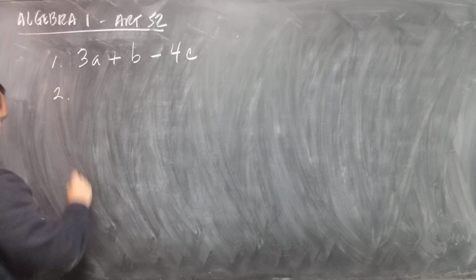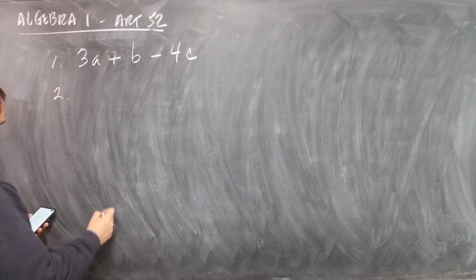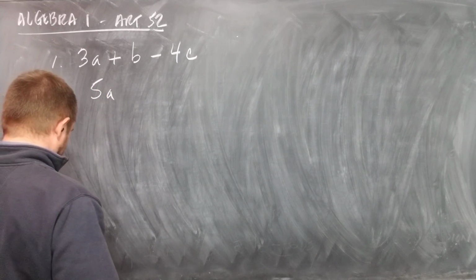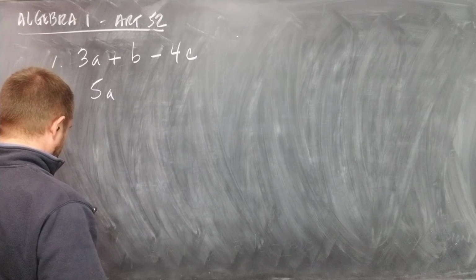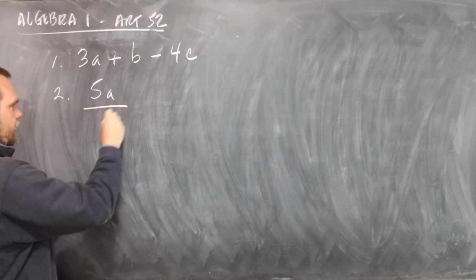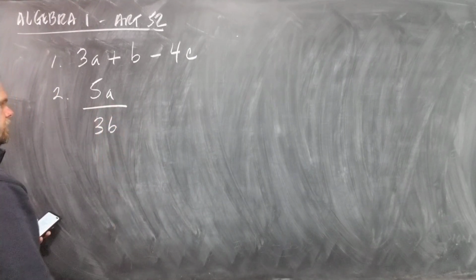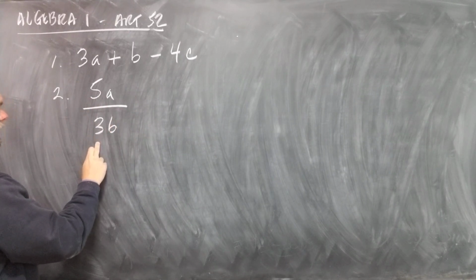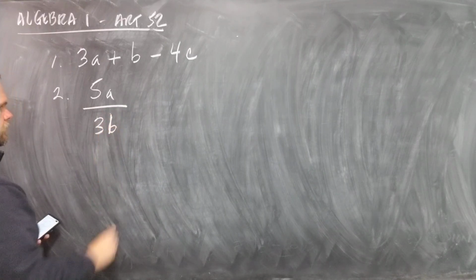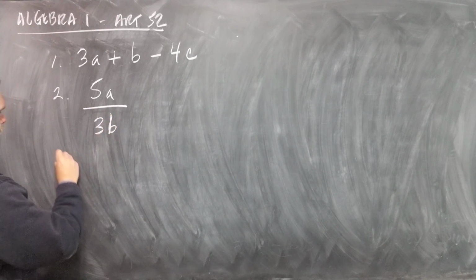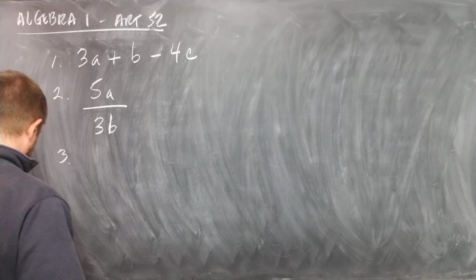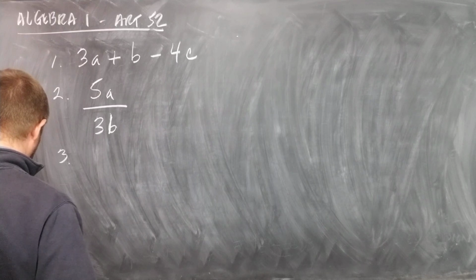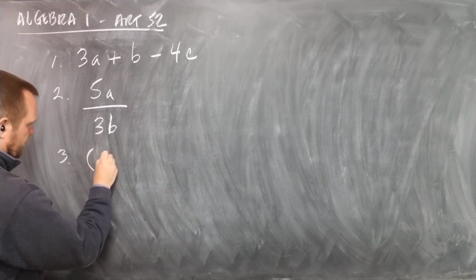Number 2, 5 times A divided by 3 times B. 5 times A divided by 3 times B. Make that a little clearer. That's number 2. Number 3, A minus B into 3 times C.